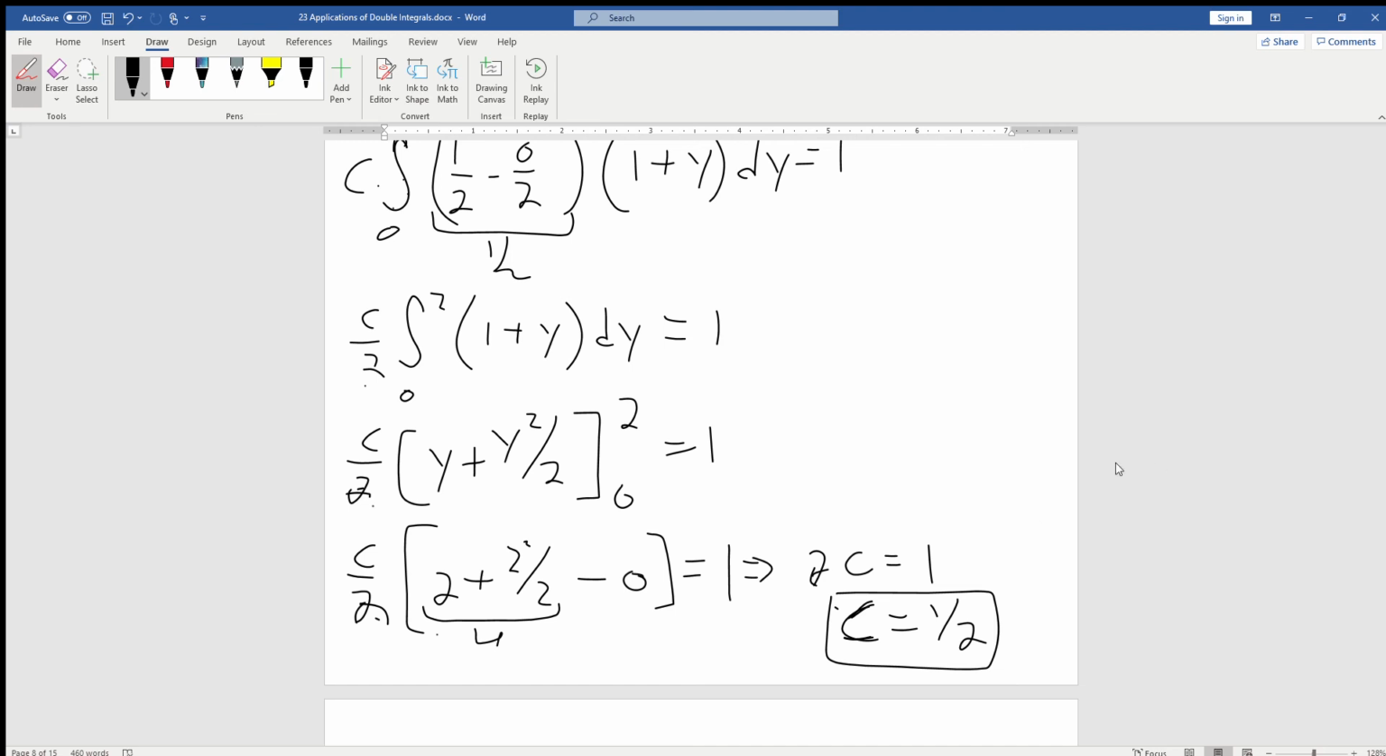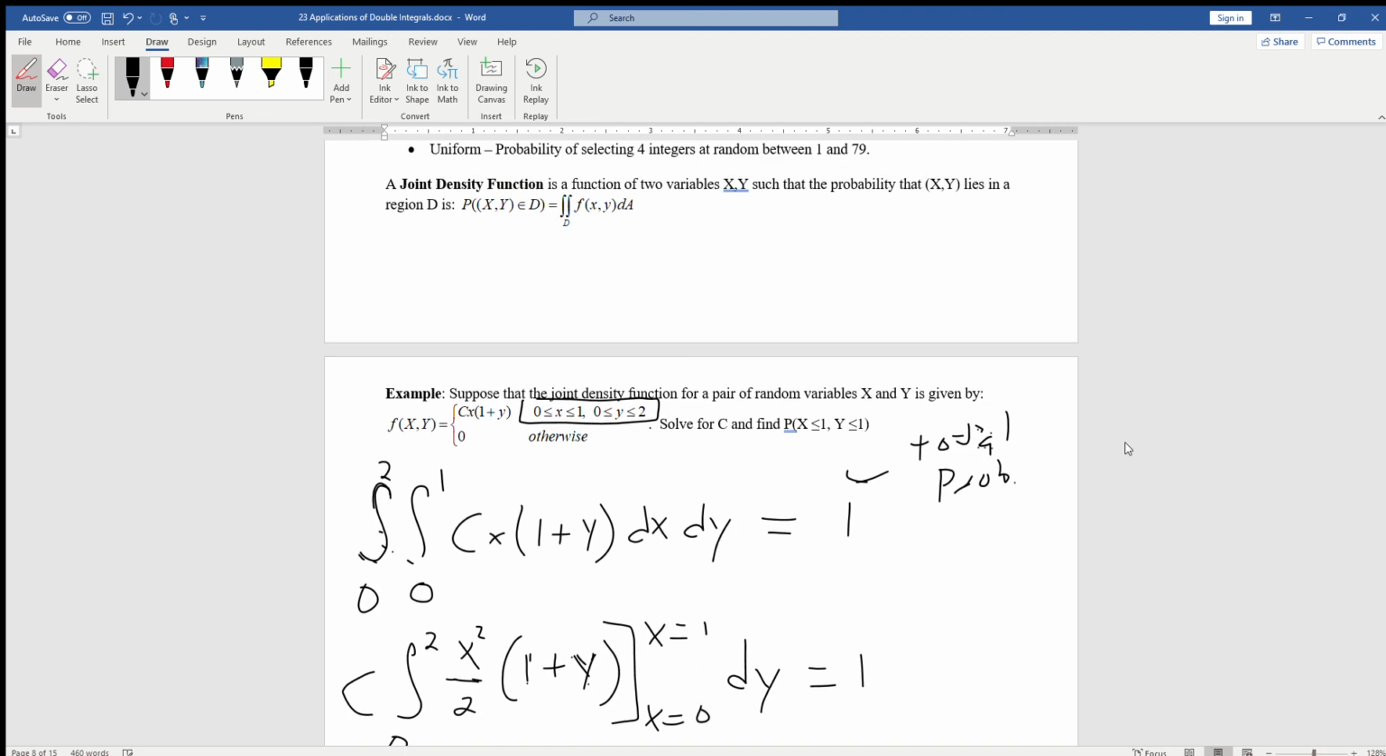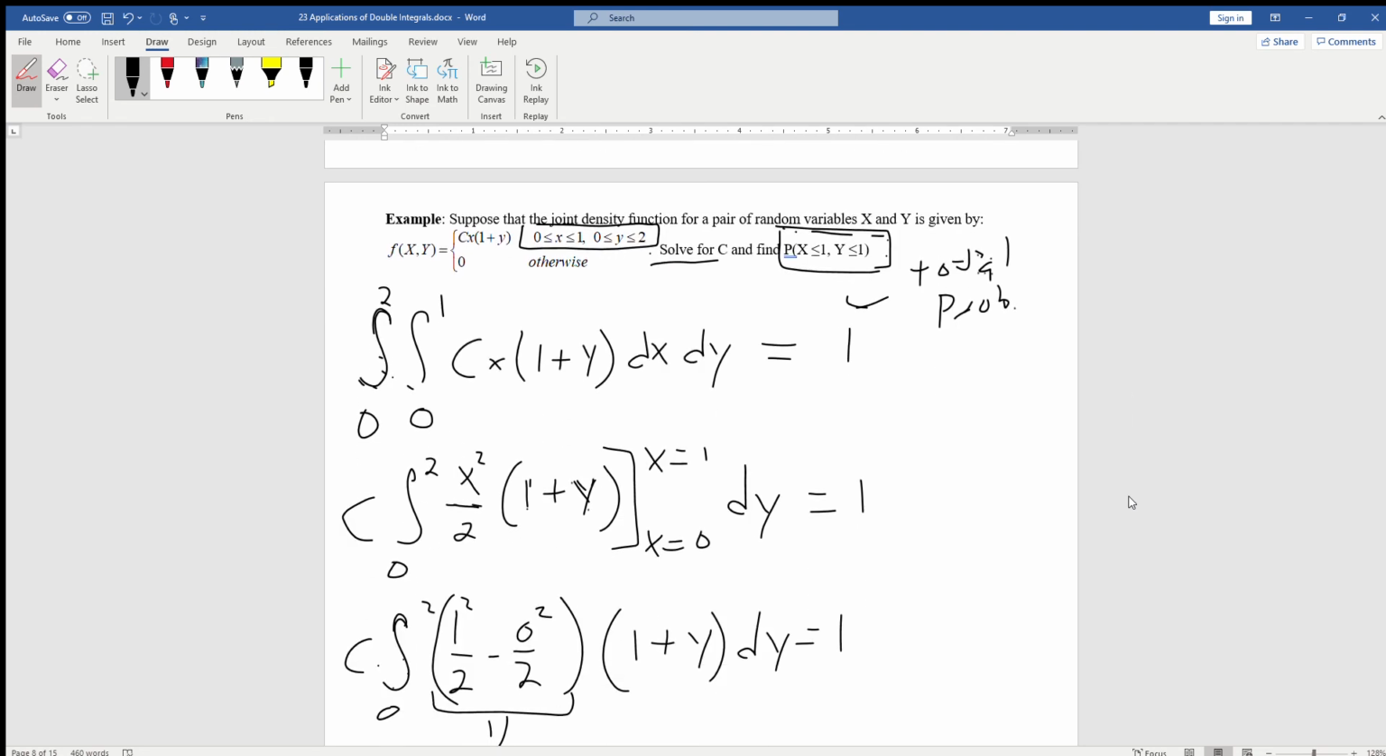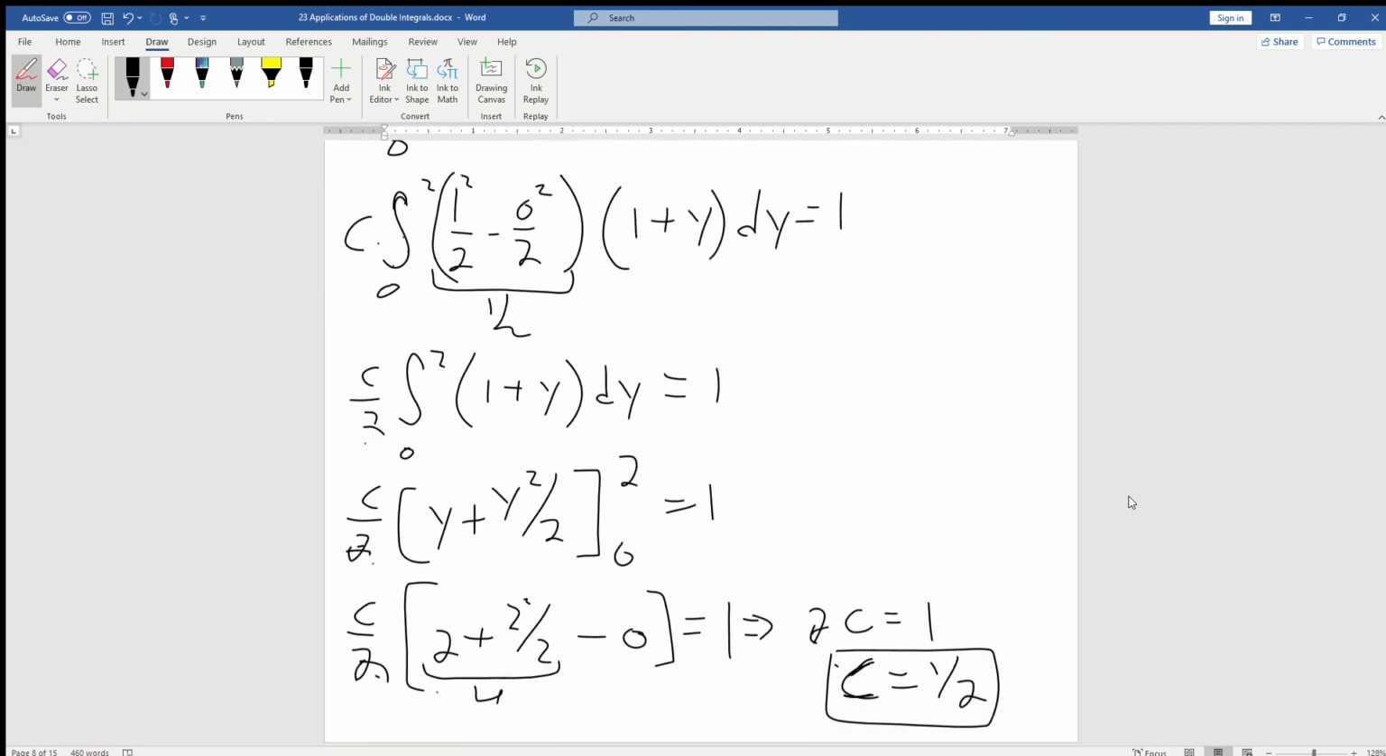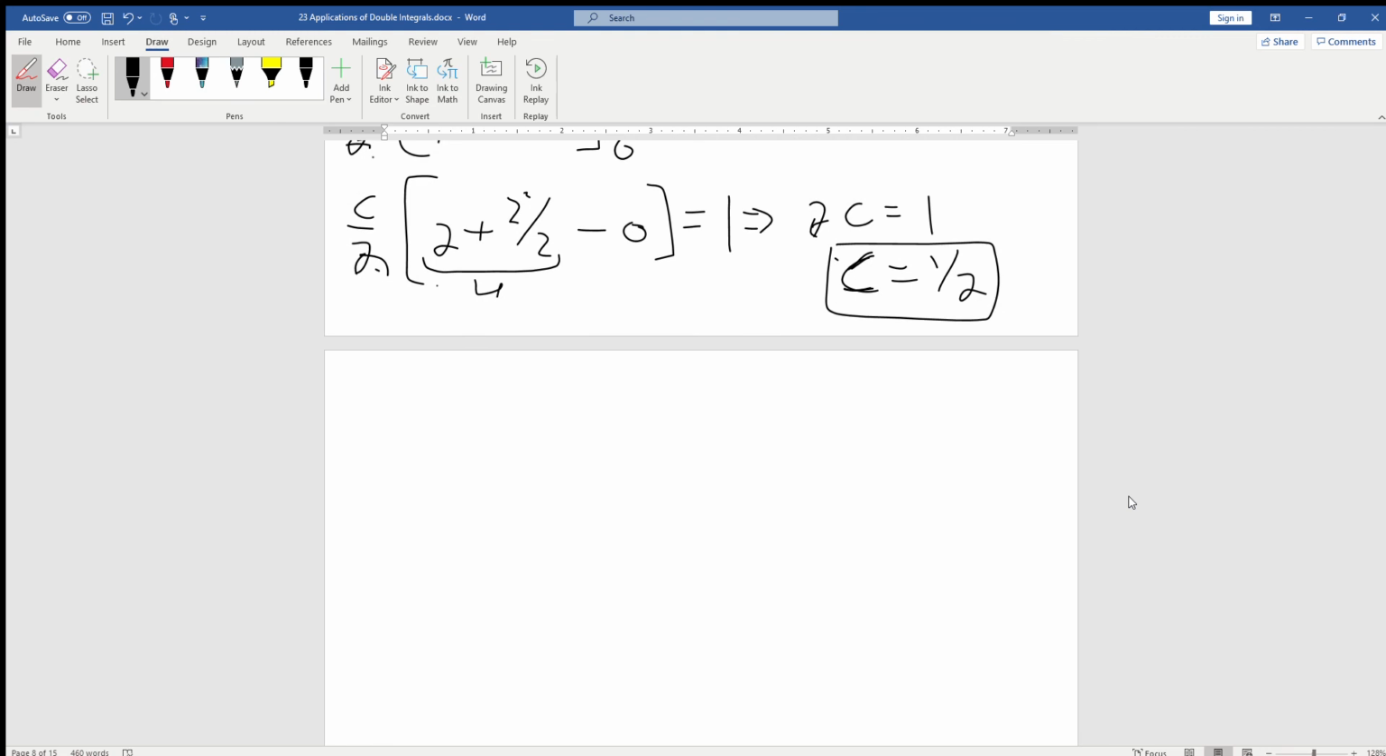So we go back up and see what the problem's asking us. The problem's asking us to solve for c first, which we just did. Next, we're going to find the probability that x is less than 1 and y is less than 1. So we're just going to have to rework the problem, all right? Except this time we're going to substitute 0 and 1 and 0 and 1 for our bounds instead of 0, 1, 0, 2. And we're going to also substitute 1/2 for c.